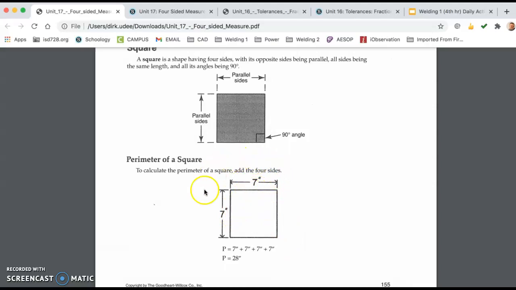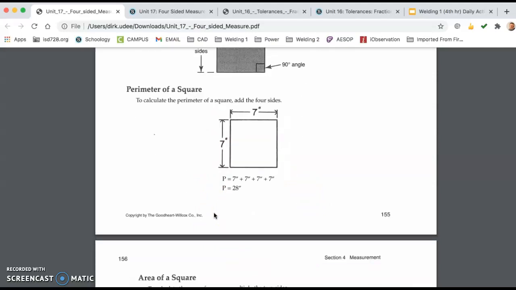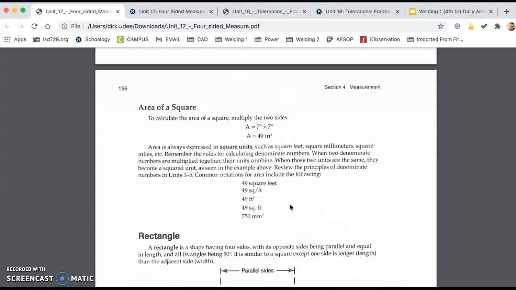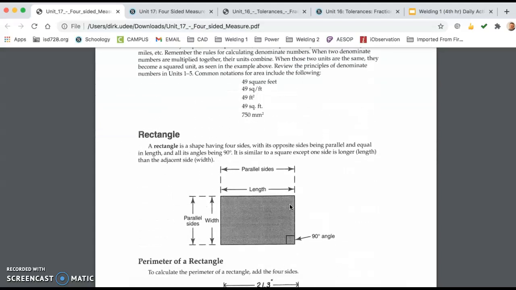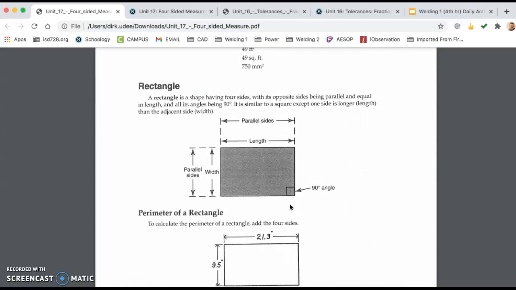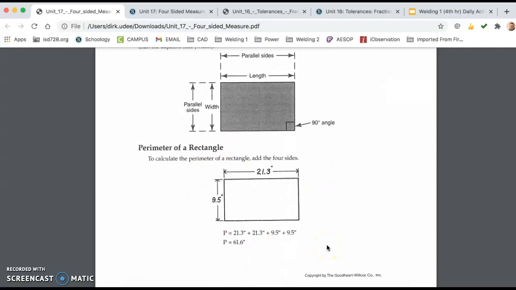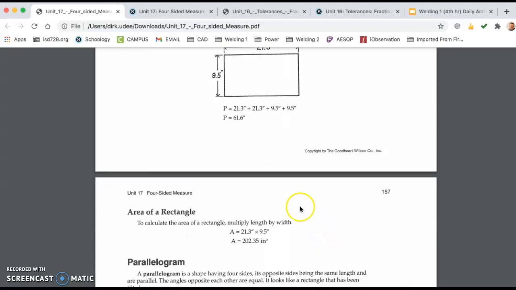So now we have to do a little bit of blueprint reading also to do some of the math. Then they're going to have you work on area of a square. Area of a square is multiply the two sides. So length times width, width times height, whatever it's going to be. Then they're going to move on to a rectangle. Same thing here. Perimeter of a rectangle and area of a rectangle is identical to a square. Perimeter being add up all four sides, as well as length times width for your rectangle.